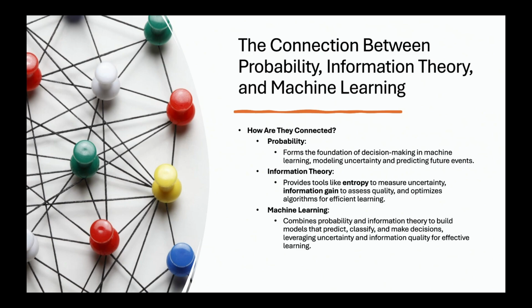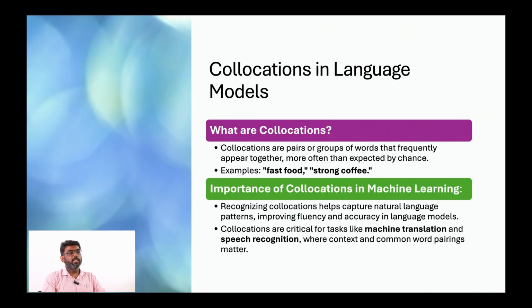Next one is the role of machine learning in language modeling and estimation. Collocations in language models. Next, let's explore collocations. In language, collocations refers to pairs or groups of words that frequently appear together more often than would be expected by chance. For example, fast food or strong coffee are common collocations.